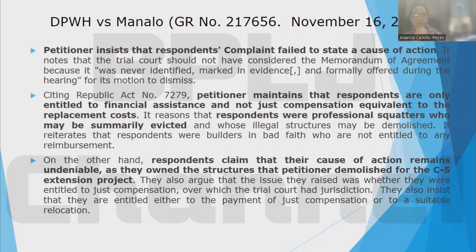We have the case of DPWH versus Manalo. In this case, the petitioner insists that the respondent's complaint failed to state a cause of action. This is a case for expropriation, wherein the respondents have properties, houses, within the property which is being expropriated. Now, DPWH maintains that the respondents are only entitled to financial assistance and not just compensation equivalent to the replacement cost, because they were only professional squatters who may be summarily evicted.